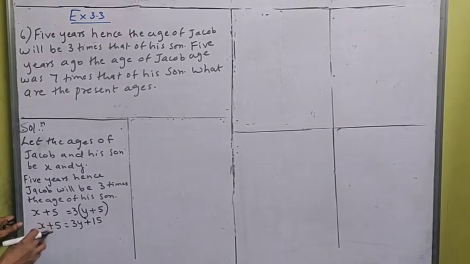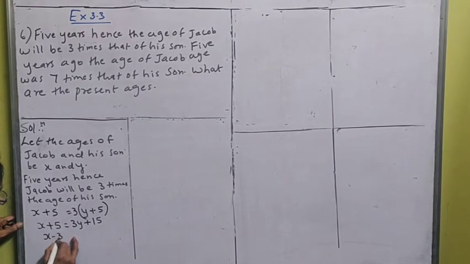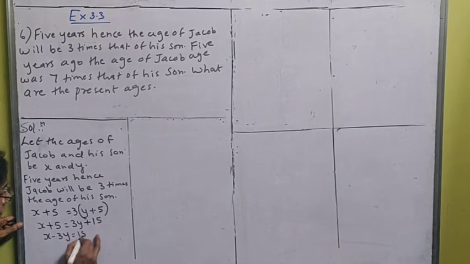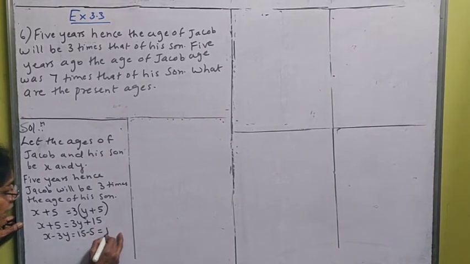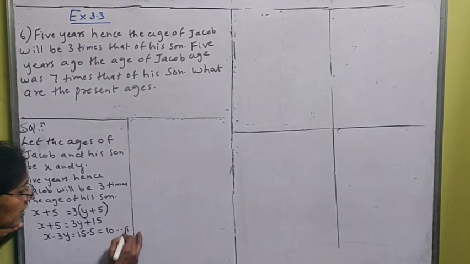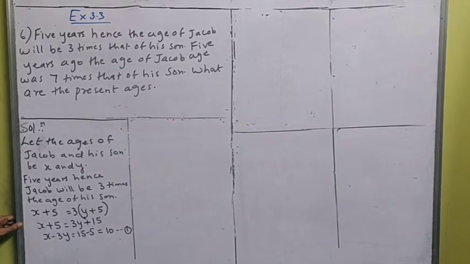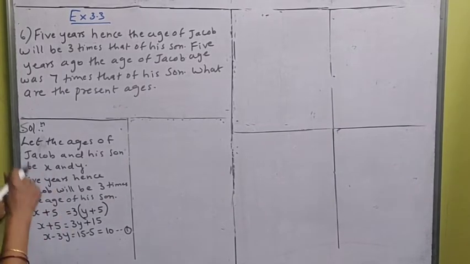Now what shall I do? 3y I will bring to the left hand side and 5 I will take to the right hand side. So x minus 3y is equal to 15 minus 5. 15 minus 5 is how much? 10. So this is your equation number 1: x minus 3y is equal to 10. Now let us see the next clause given.